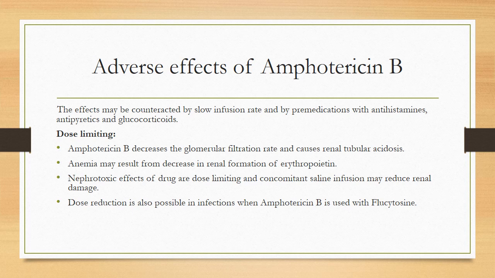Dose limiting adverse effects are: amphotericin B decreases the glomerular filtration rate and causes renal tubular acidosis. Anemia may result from decrease in renal formation of erythropoietin. Neurotoxic effects of the drug are dose limiting, and concomitant saline infusion may reduce renal damage. Dose reduction is also possible in infections where amphotericin B is used with flucytosine.